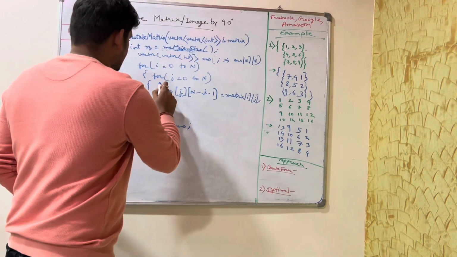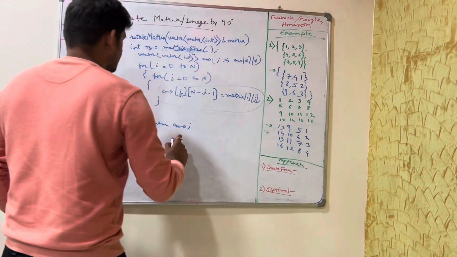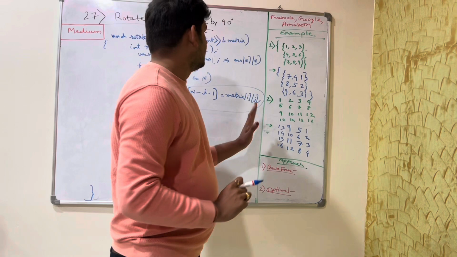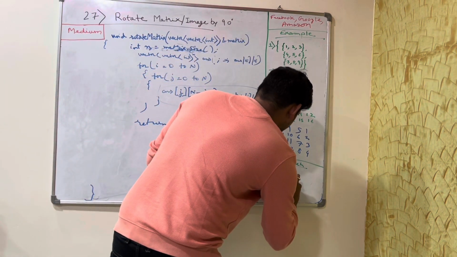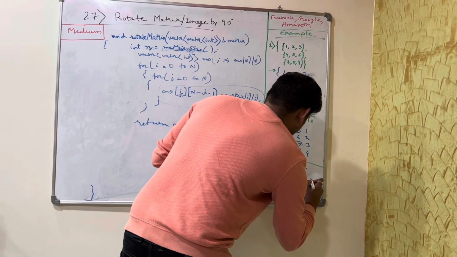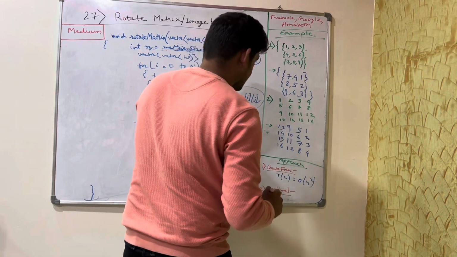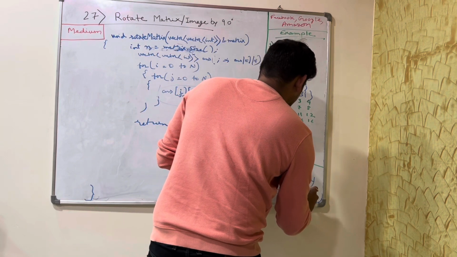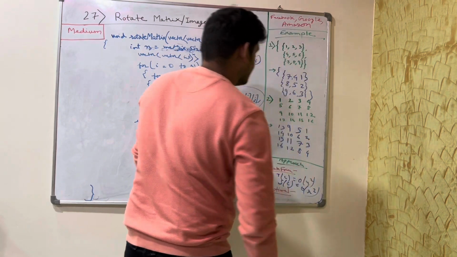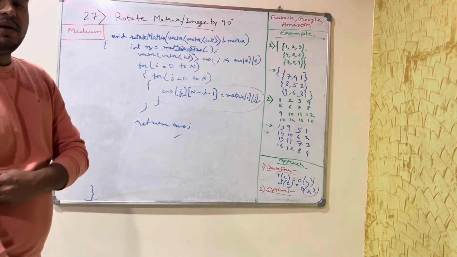So this is the formula by which we can rotate the image by 90 degrees. What would be the time complexity? The time complexity would be order of n square, since we are visiting the 2D matrix and assigning the values. And the space complexity? We have taken an extra 2D vector, so the space complexity would be order of n square.